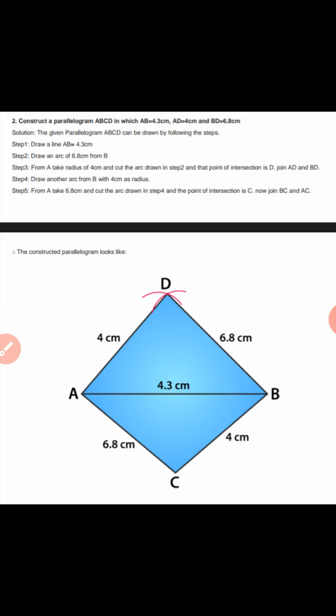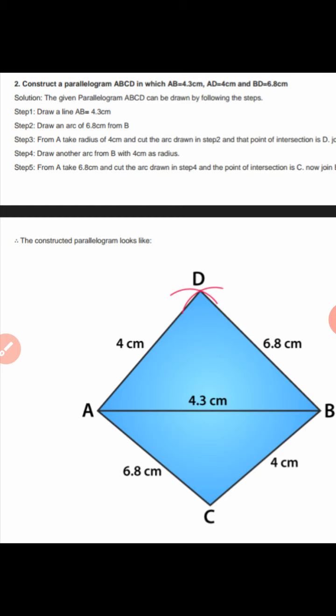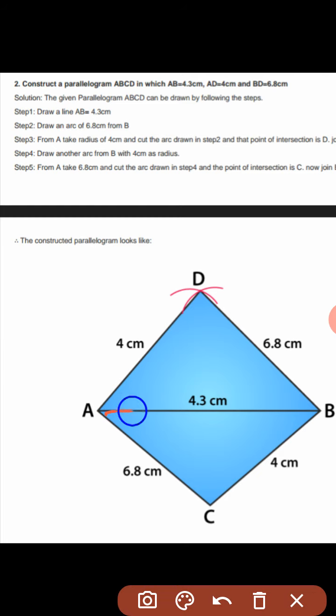In question number 2, we are given: construct a parallelogram ABCD in which AB equals 4.3 centimeter, AD equals 4 centimeter, and BD equals 6.8 centimeter. Now in the solution, the given parallelogram ABCD can be drawn by the following steps. In step number 1, draw a line AB equals 4.3 centimeter. So first of all we will draw this line, that is 4.3 centimeter.